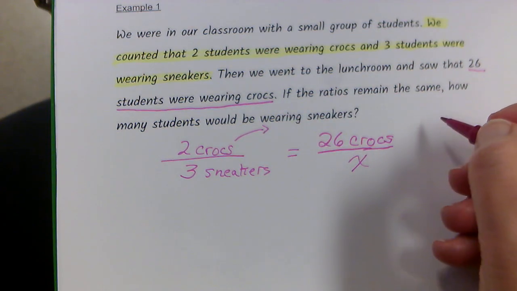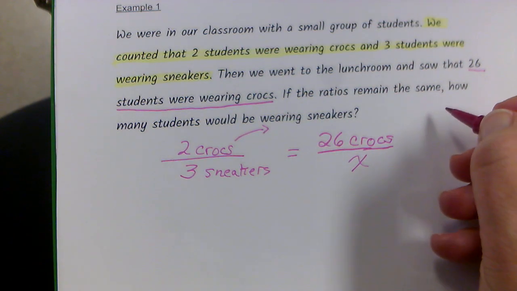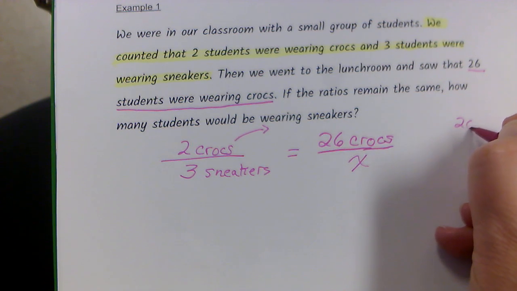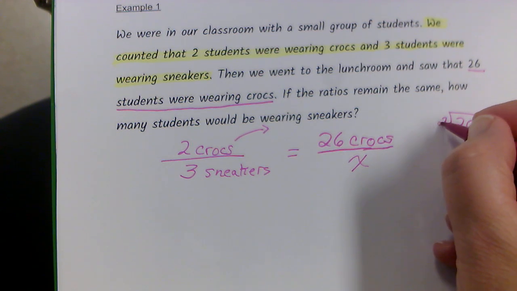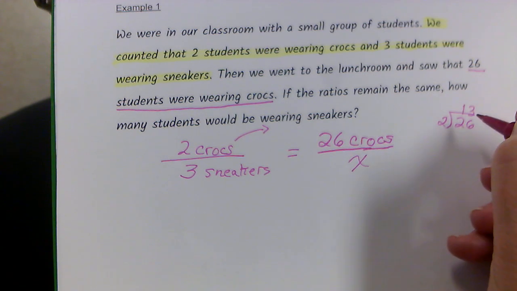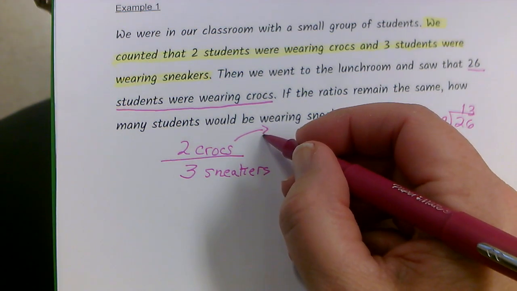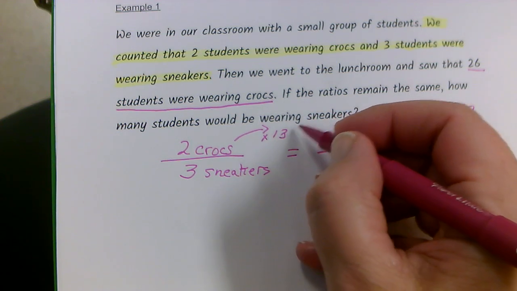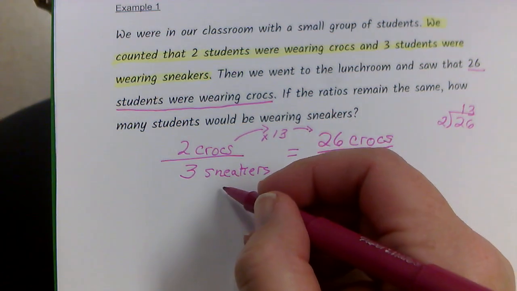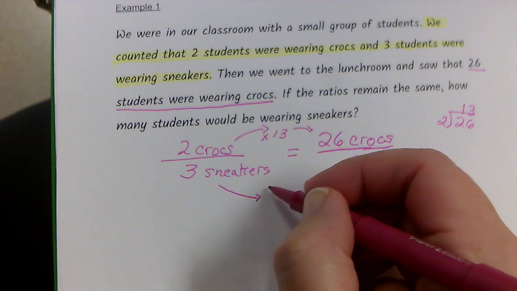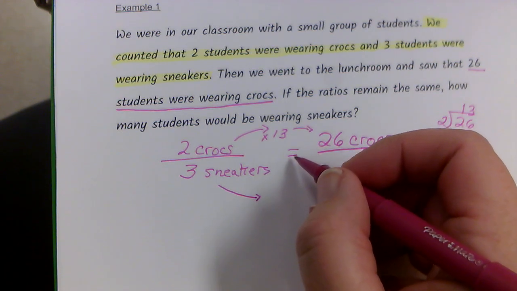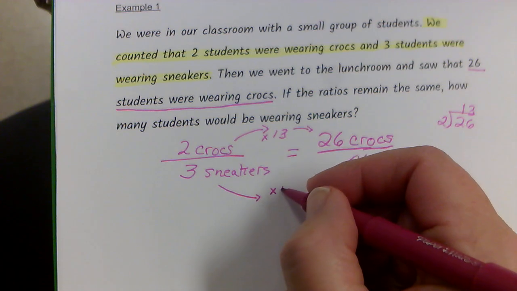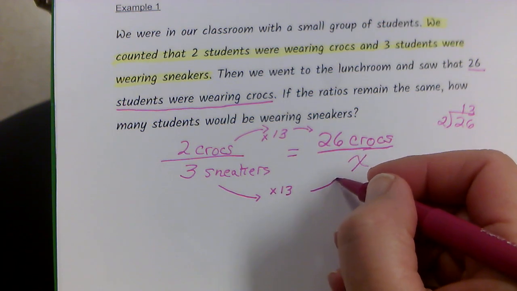Well, I'm not sure I know my 2 times tables all the way up to 26, but I could always do this, 26 divided by 2, and that's going to give me 13. So I know that to get from 2 to 26, I multiplied by 13. So that means I'm going to have to do the exact same thing in the denominators because there's an equal sign. The top has to be equal to the bottom. So whatever I do to the top, I have to do to the bottom.